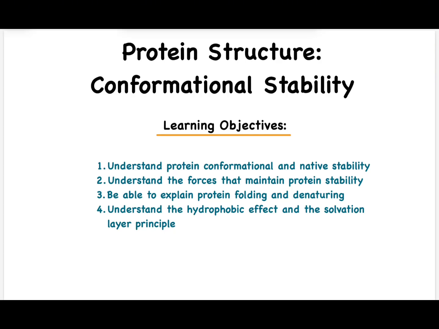And today we're going to be continuing the biochem section by talking more about protein structure and, in specific, conformational stability. By the end of today's video, you should be able to understand protein conformational and native stability, understand the forces that maintain protein stability, be able to explain protein folding and denaturing, and understand the hydrophobic effect and the solvation layer principle.